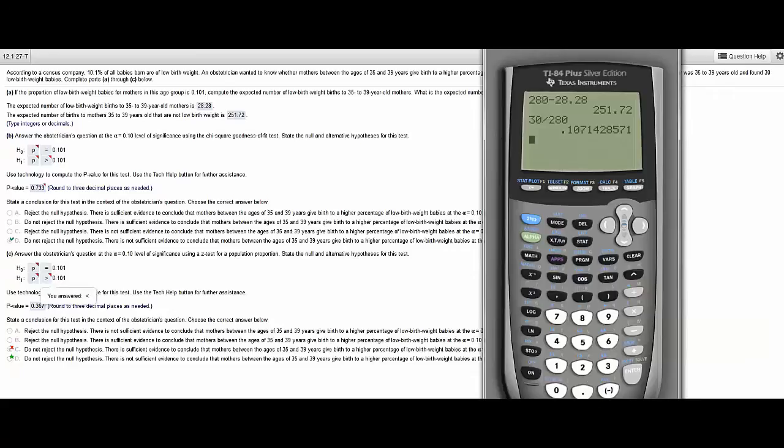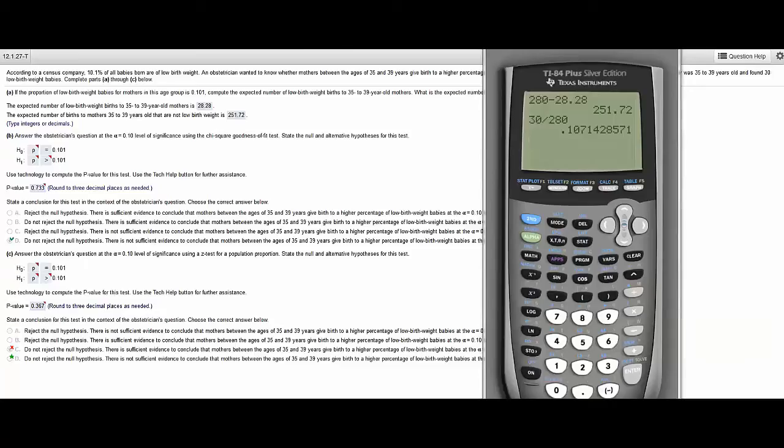So again, the reason it's greater than is that I observed 0.107. So I observed a number bigger than what I expected. Again, my question is, is that so big that I need to get excited and alert the media and run for the hills, that sort of thing?